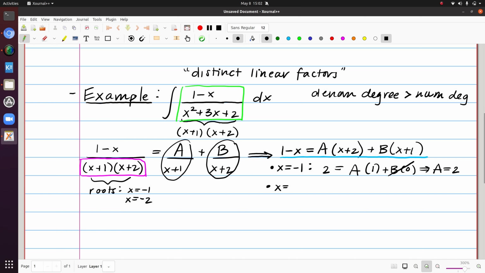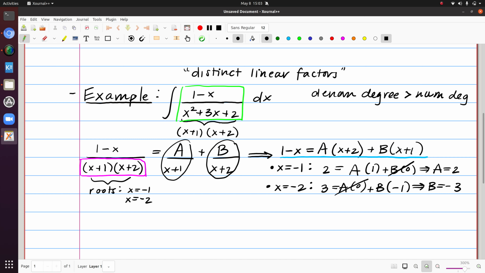If I plug in -2 to the equation underlined in blue, on the left-hand side, I'm going to get 1 minus a -2, so we'll get 3. And I get a times 0, so we get to ignore that part, plus b times -2 plus 1, which is -1. 3 equals -b, so we get that b is equal to -3.